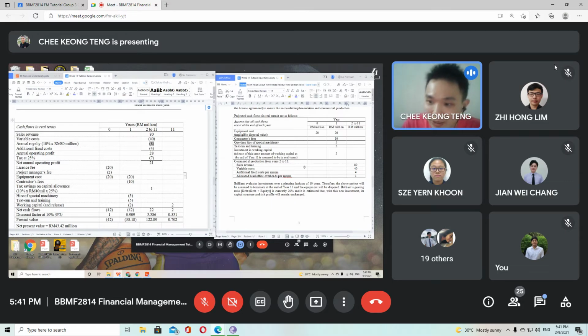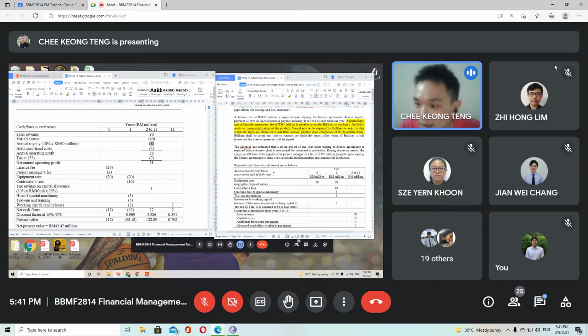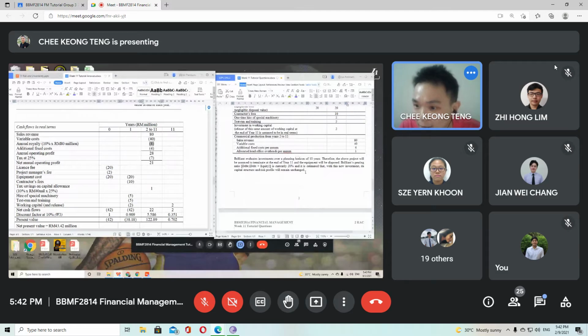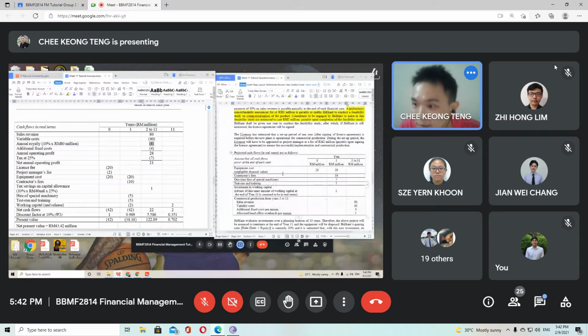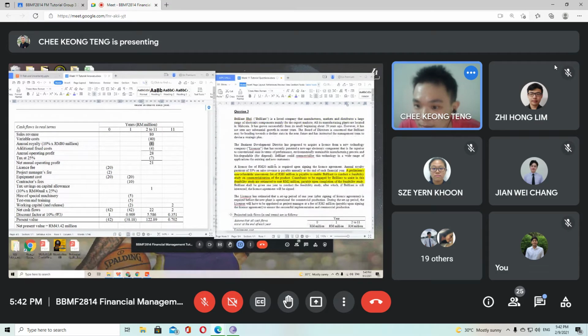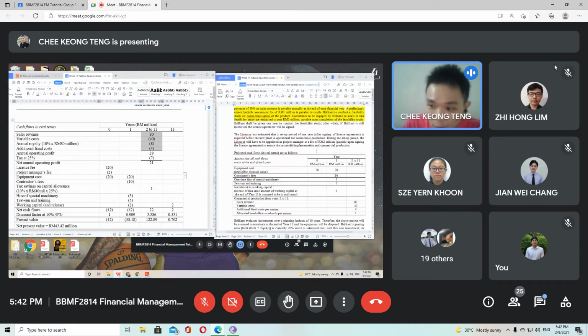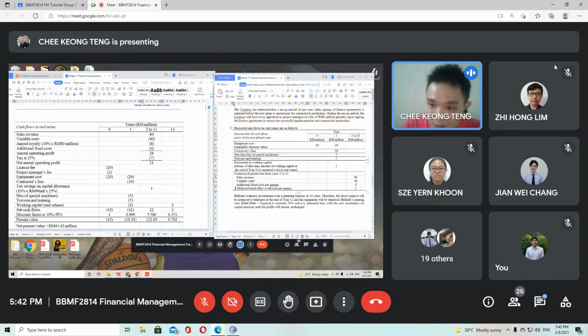We have one more thing here. The 8 million is actually from the royalty percentage, I think. Where is that? Here. It says that the annual royalty payment of 10% on sales revenue is payable annually at the end of each financial year. So this one is also relevant, because if you do it, you receive the 80 million, then you need to pay 10% as royalty fees. So all of these are relevant. But you will notice one thing from this question: this one is not relevant.